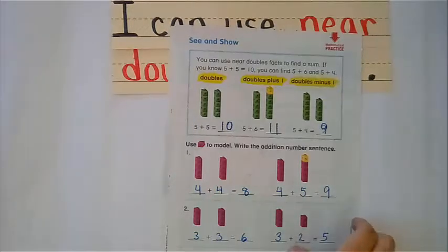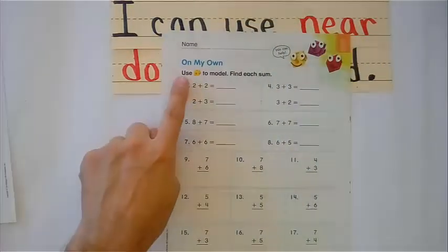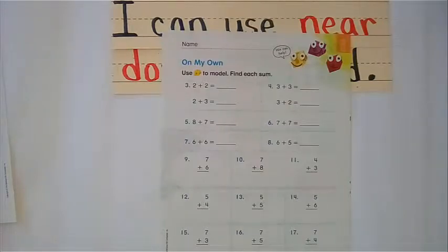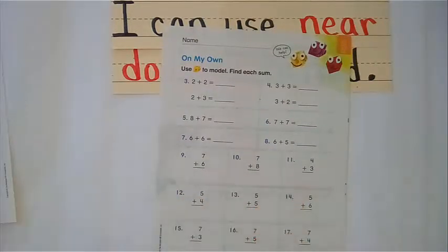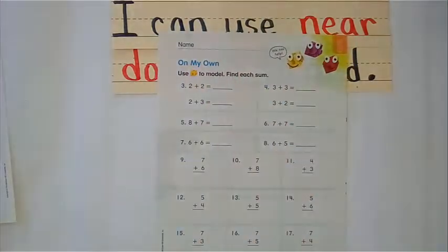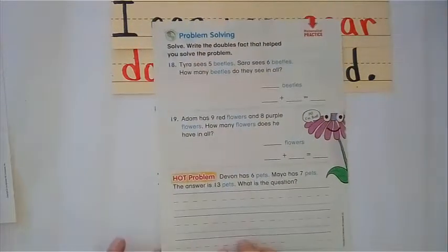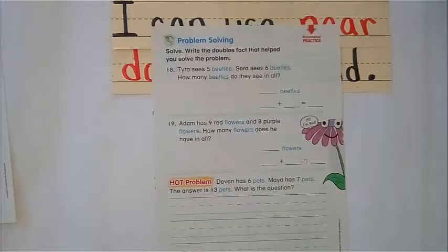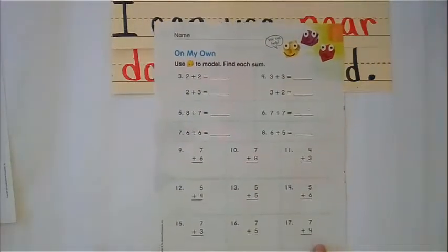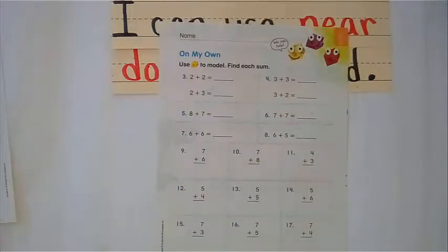So now let's turn the page. Okay, so this is the on my own section. So I want you to use your blocks. I want you to use your fingers, whatever math tools you need to use to solve these problems on your own. So you need to do page 237 and you need to do page 238 by yourself. So pause the video, finish these up. When you are ready for the answers, push play and we'll review the answers. Okay, are you ready to check your answers?